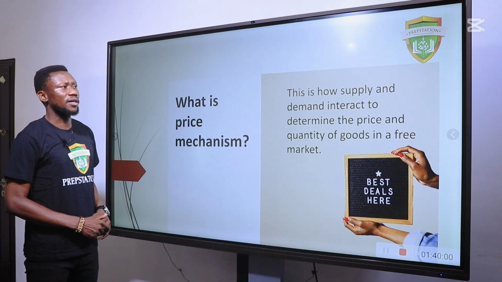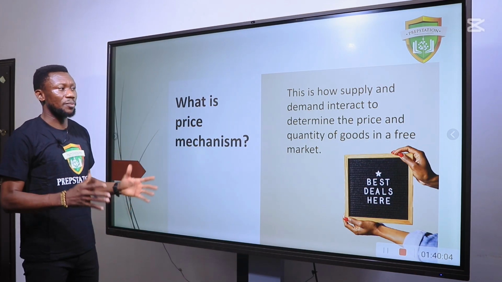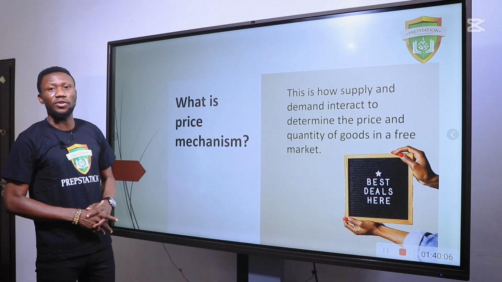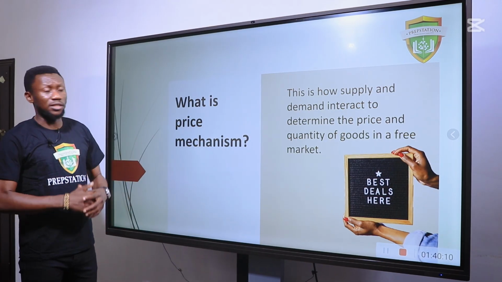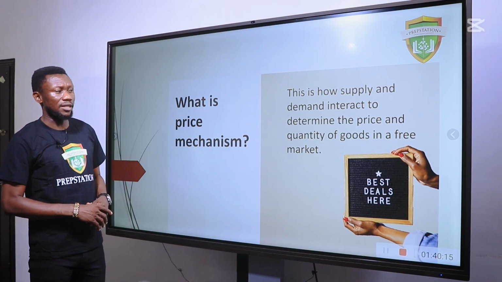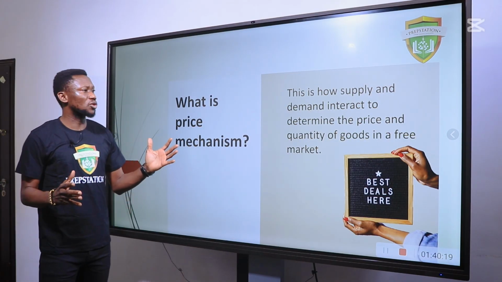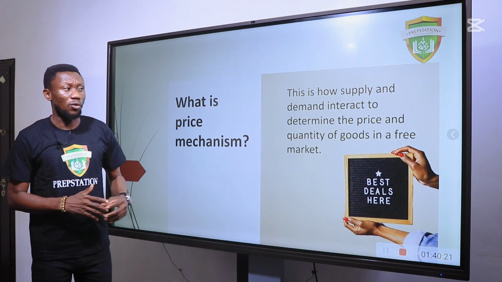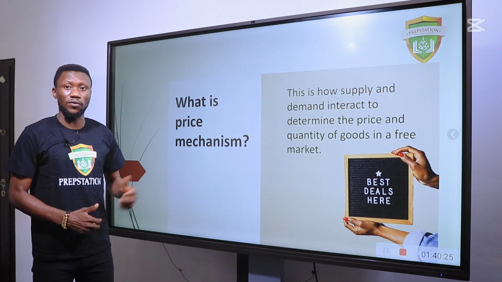What is price mechanism? It is how supply and demand interact to determine the price and quantity of goods in a free market. Of course, it's not only existing in a free market, it exists in all markets, but it's most evident in a free market. So, price mechanism is how we combine supply and demand for goods and services to determine their price, how we choose the price of goods and services.